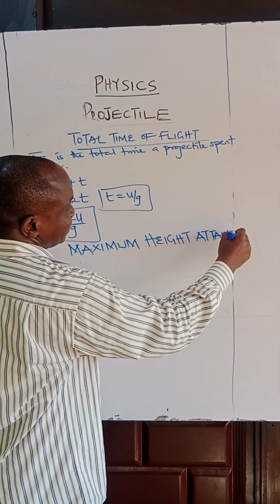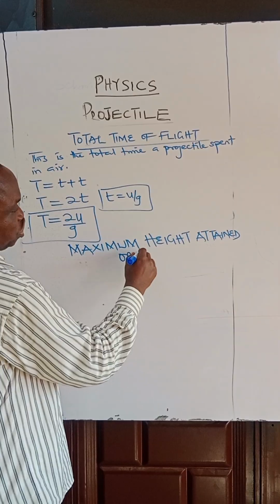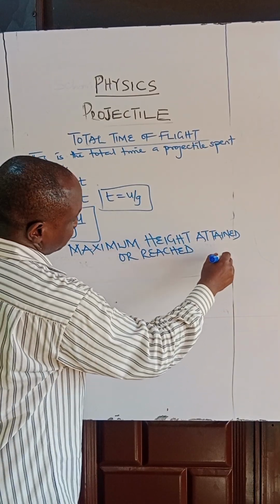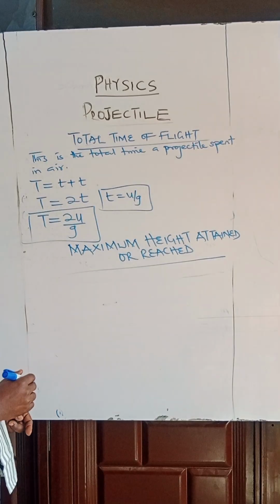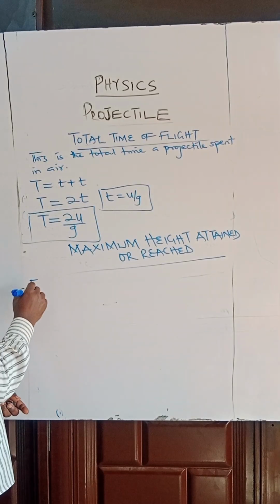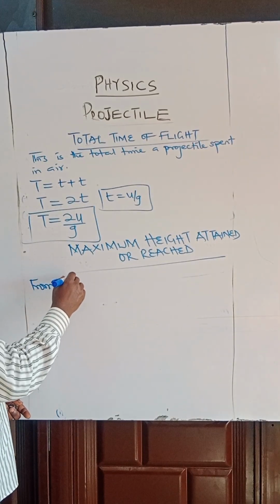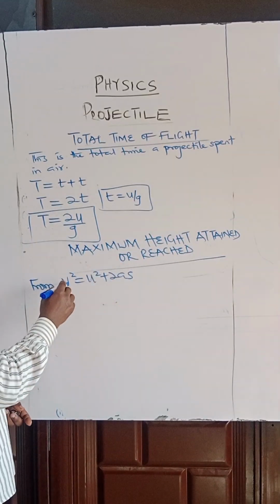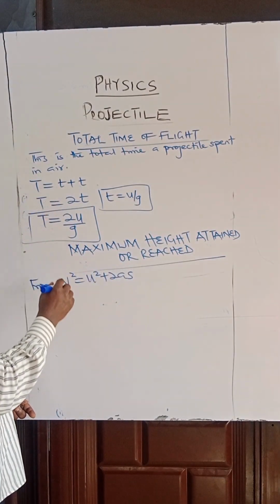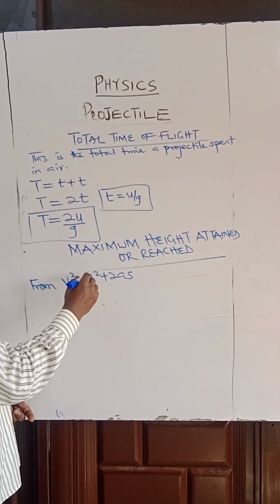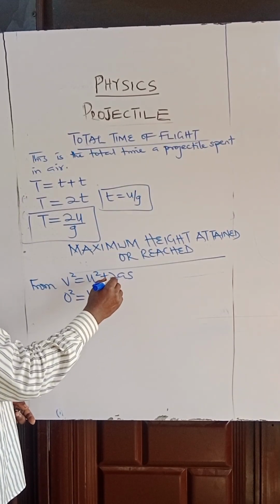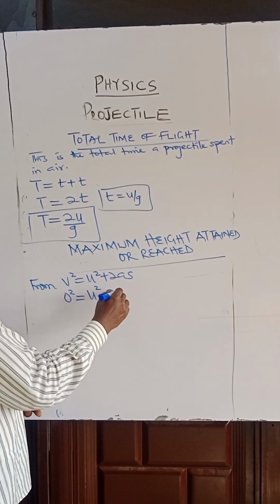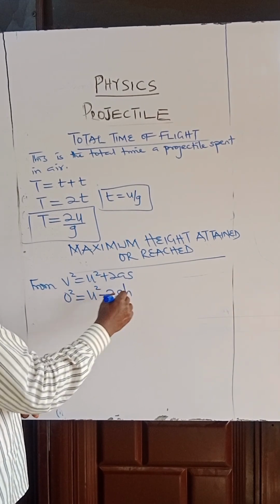Maximum height attained or reached. So we are still under upward motion. You can use v squared equals u squared plus 2as to derive it, where v at maximum height is equal to 0 squared. This one is u squared. Remember that a is equal to minus g, so this will be minus 2g, and s is h.